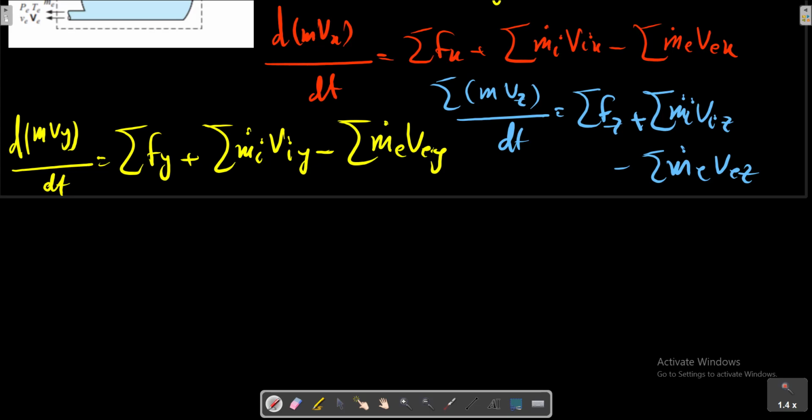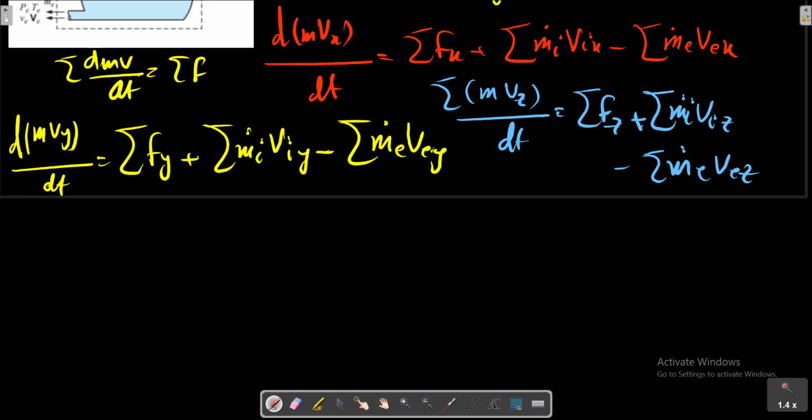In the case of a control volume with no mass flow rate in or out, a control mass, this equation reduces to the equation d(mvx)/dt equals the sum of Fx, for example, with no velocity and internal external flow.